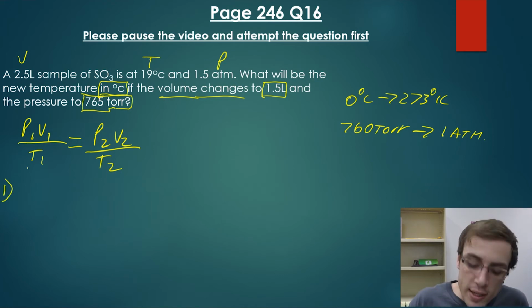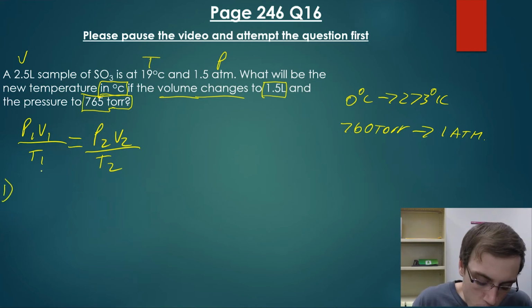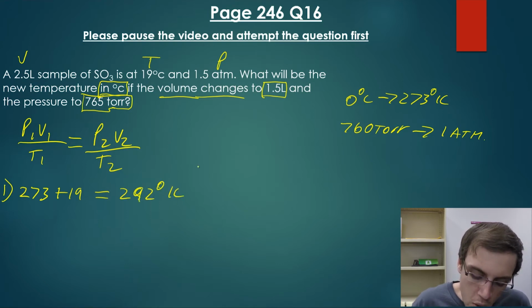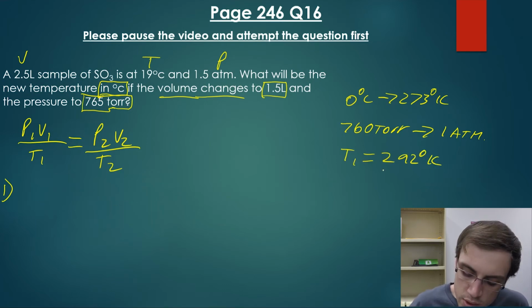So first of all, we need to change our units. We have 19 degrees, so what we're going to do now is go 273 plus 19. And that will give us 292 degrees Kelvin. So we know our T1 is 292 degrees Kelvin. That's awesome. We've got this one done and dusted.